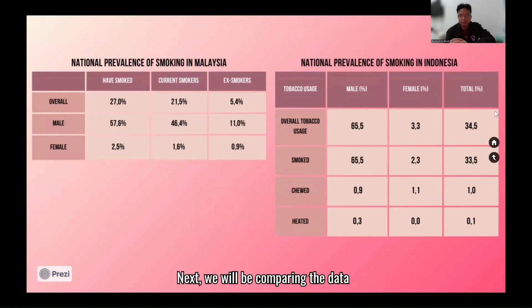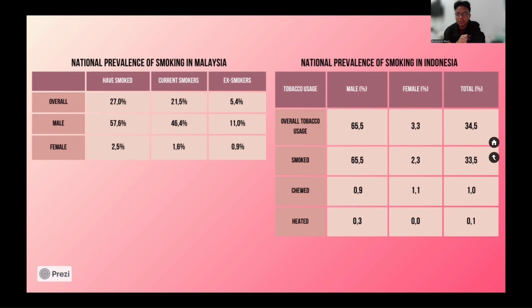Next, we will be comparing the data of total smokers between two countries, which are Malaysia and Indonesia. The first table shows the national prevalence of smoking in Malaysia. I would like to focus on the overall current smokers, which is 21.5%. Now, look at the next table. Let's focus on the total percent of overall tobacco usage. As you can see, it is 34.5%.